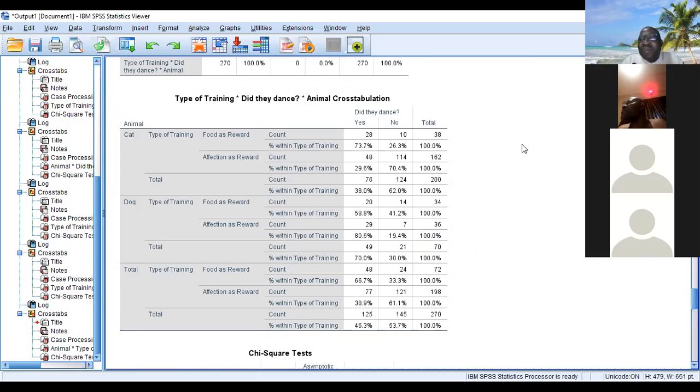Because the outcome variable is whether they dance or not. So there you can say the exposures are the type of training and the animal. And we have already established that more of the animals dance in response to, is it food or affection? Cats dance more in response to food, and dogs dance more in response to affection. And more dogs even dance than cats. Those are the conclusions.